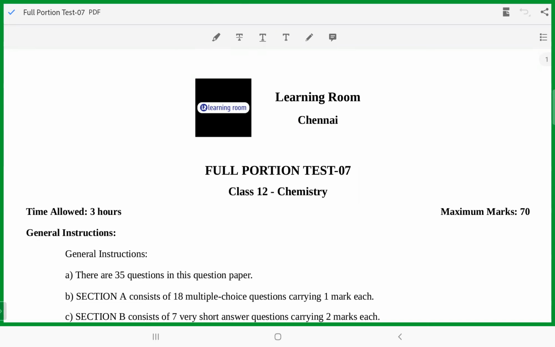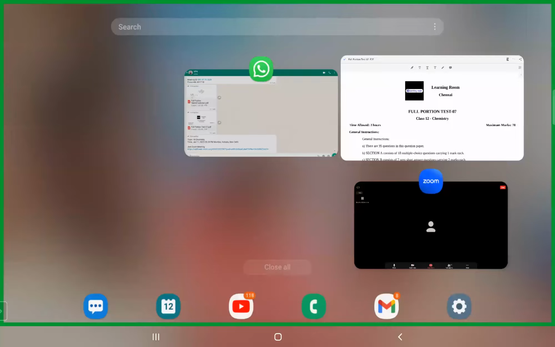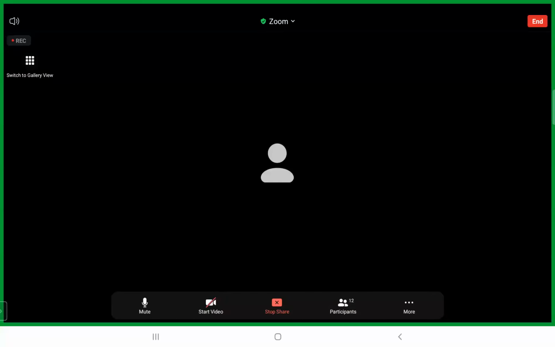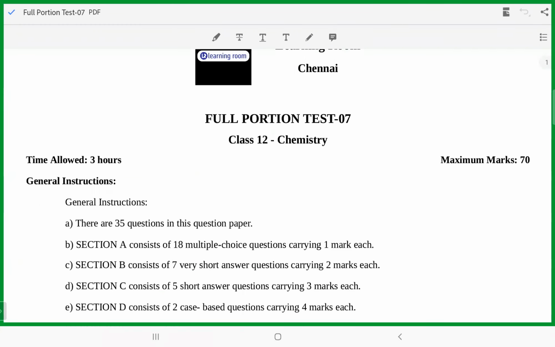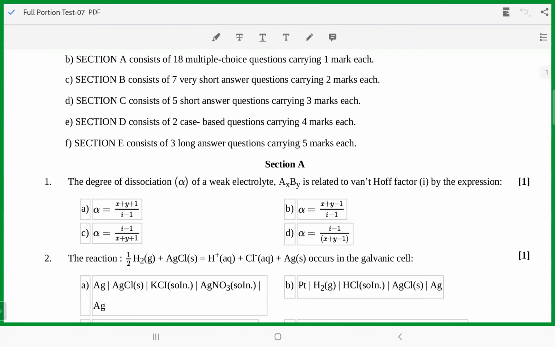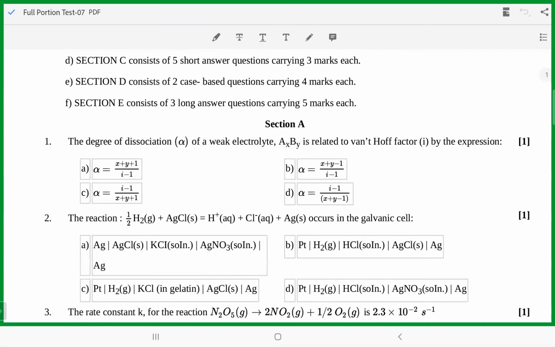So we will discuss this question and answers. Yesterday's test. The degree of dissociation alpha of a weak electrolyte AxBy is related to the van't Hoff factor i by the expression. So what is the van't Hoff factor? What is the answer?